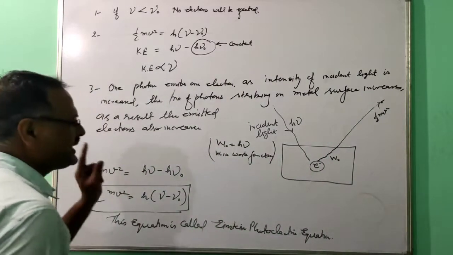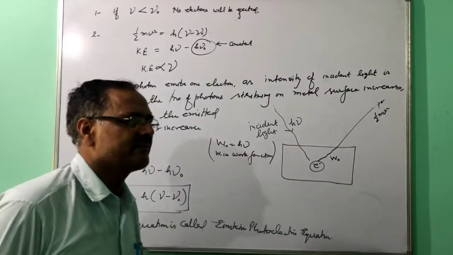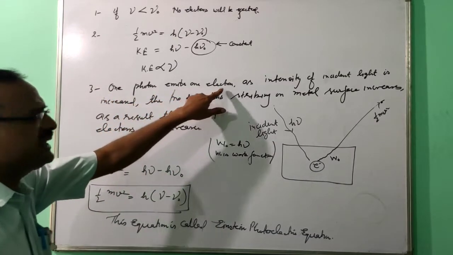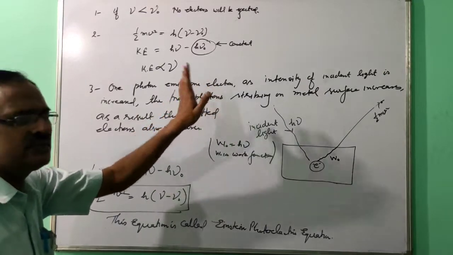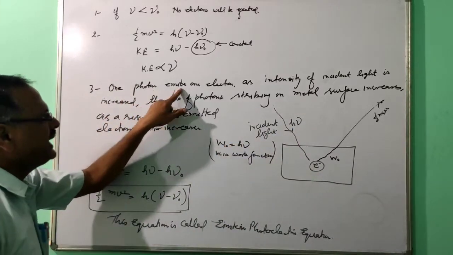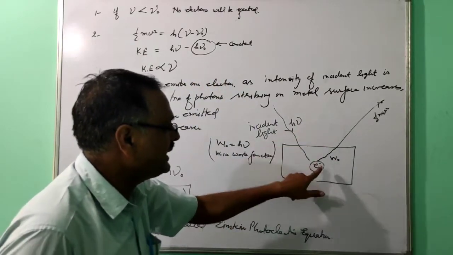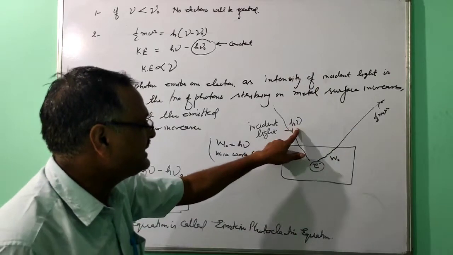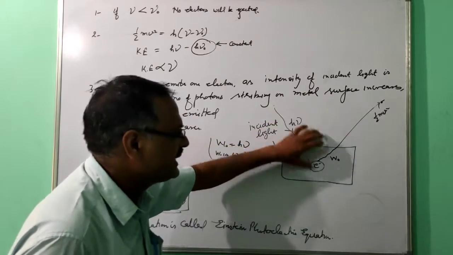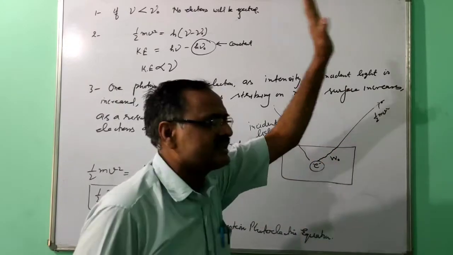It means if you increase the intensity, then the number of photoelectrons emitted will increase. So how can we explain it? Just see, I have written here, one photon emits one electron. This emitted electron means the photoelectron, and one photon means this h nu. As the intensity of the incident light is increased, the number of photons striking the metal surface will increase. And if the number of photons striking the metal surface increases, then more electrons will be ejected.